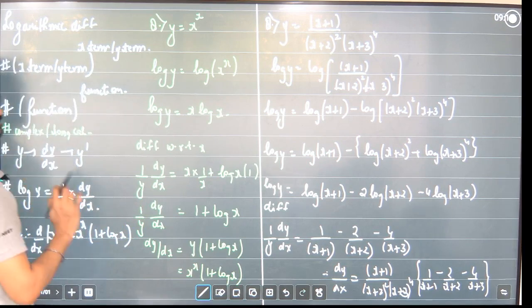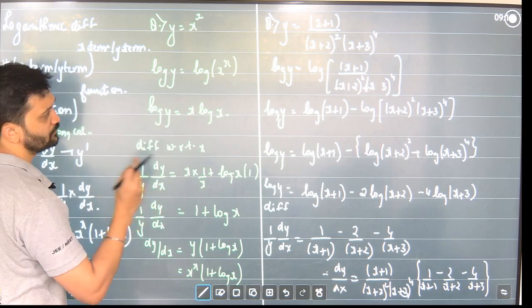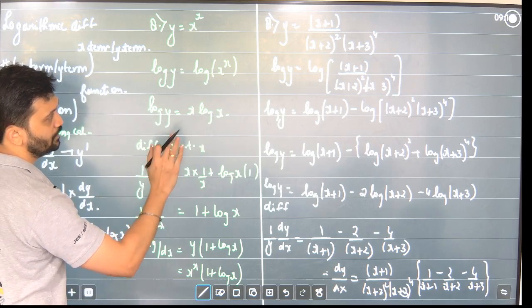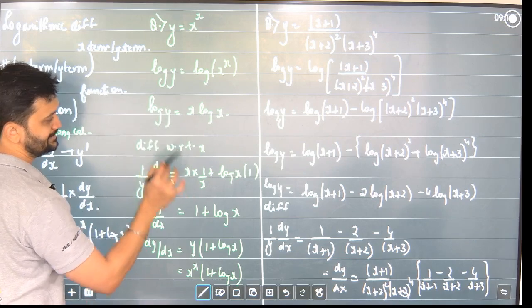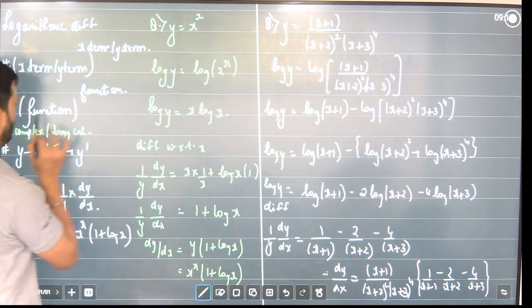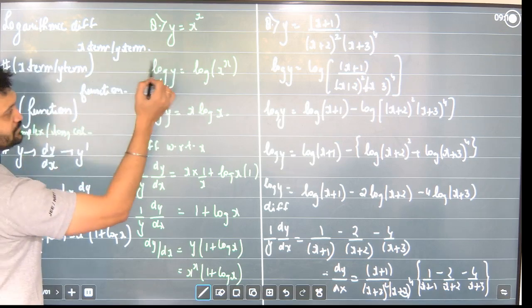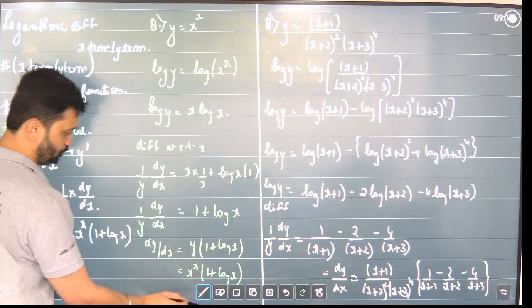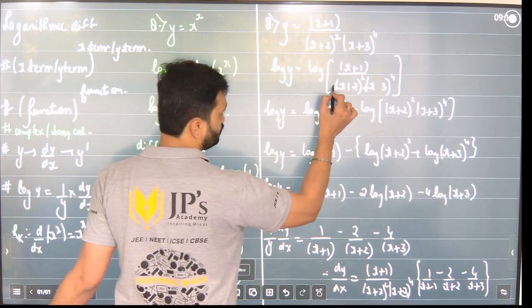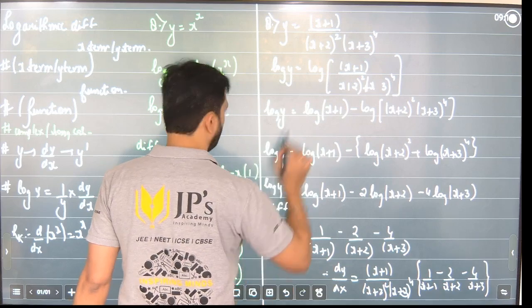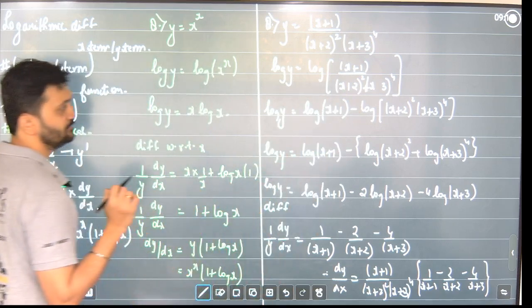There is no root here. So for normal calculations, this is the process whenever you have a complex or a long calculation where there's addition, multiplication, subtraction, everything. All you're supposed to do is take log on both sides and solve the sum. Anybody has any doubts here?